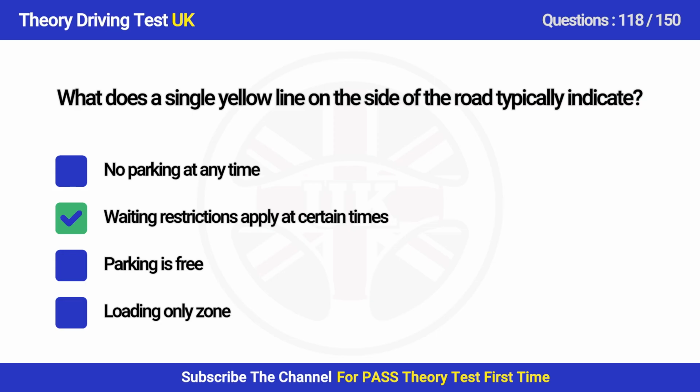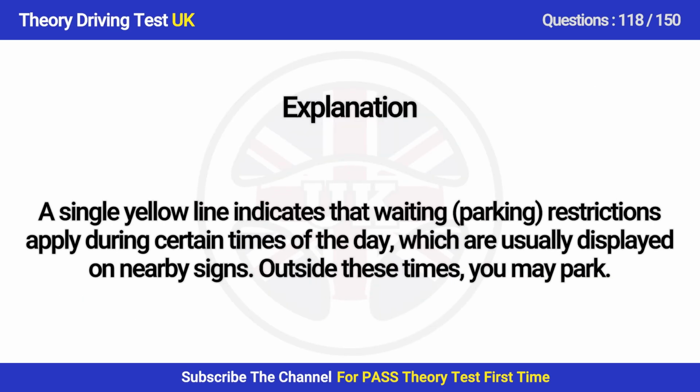Answer is B. Waiting restrictions apply at certain times. A single yellow line indicates that waiting and parking restrictions apply during certain times of the day, which are usually displayed on nearby signs. Outside these times you may park.